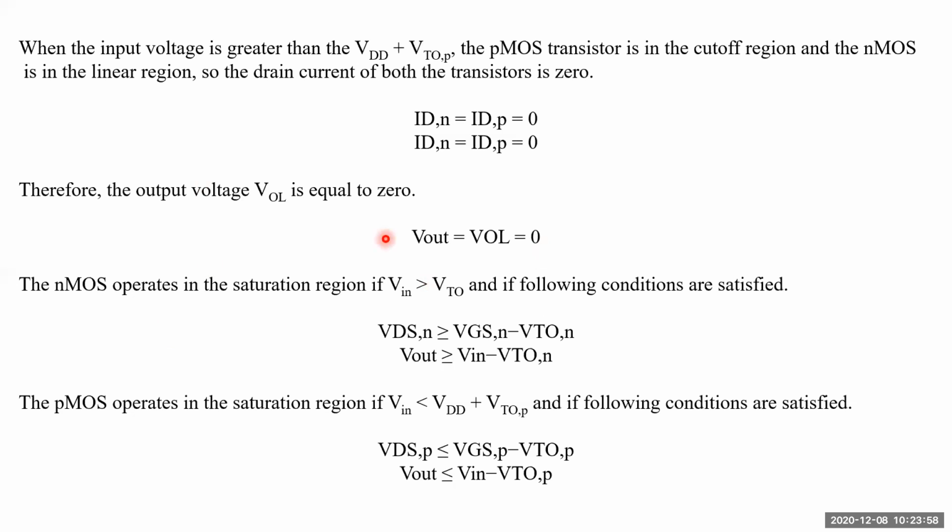Up to now, we have seen what happens to the NMOS and PMOS with respect to the cutoff region and the linear region, that is the non-saturation region. Now, let us see what happens to the devices whenever they are in the saturation region. The NMOS operates in the saturation region if Vin is greater than the threshold voltage, and if that is the case, then these are the conditions for the saturation region.